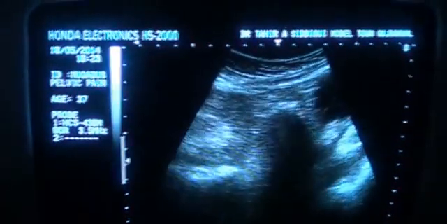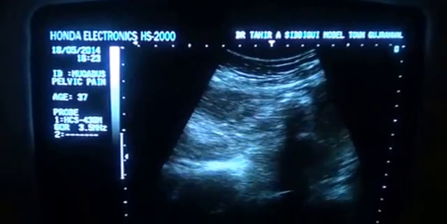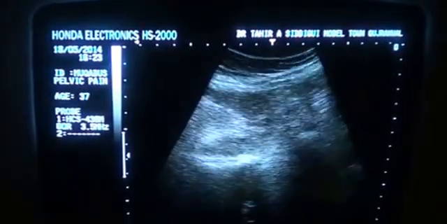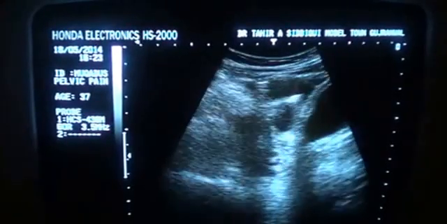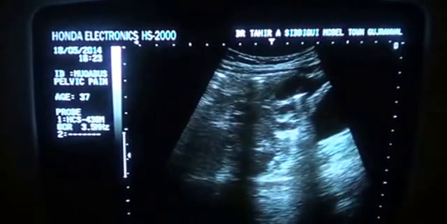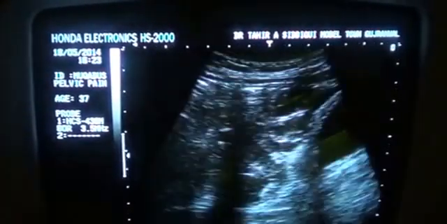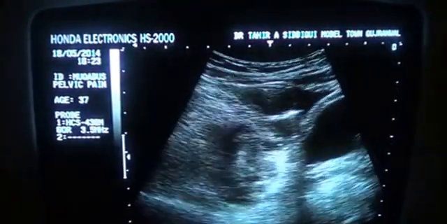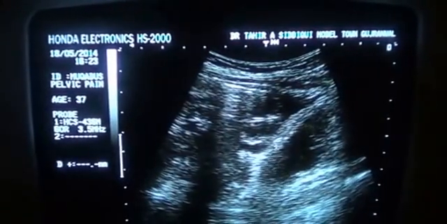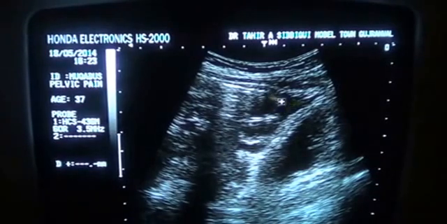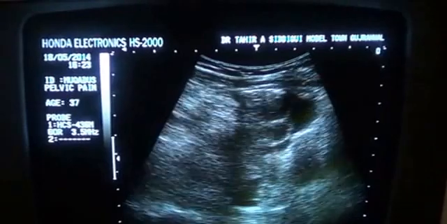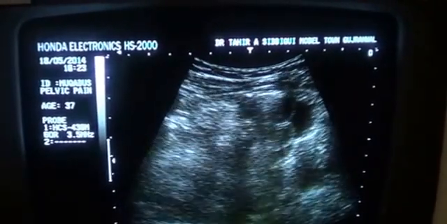This is a case history or a video study of a 37-year-old female patient with a history of pelvic pain for the last few months. Now, what we are seeing here is the urinary bladder in longitudinal section. A small amount of fluid is seen in the dependent region of the peritoneal cavity with bowel segments floating in it.